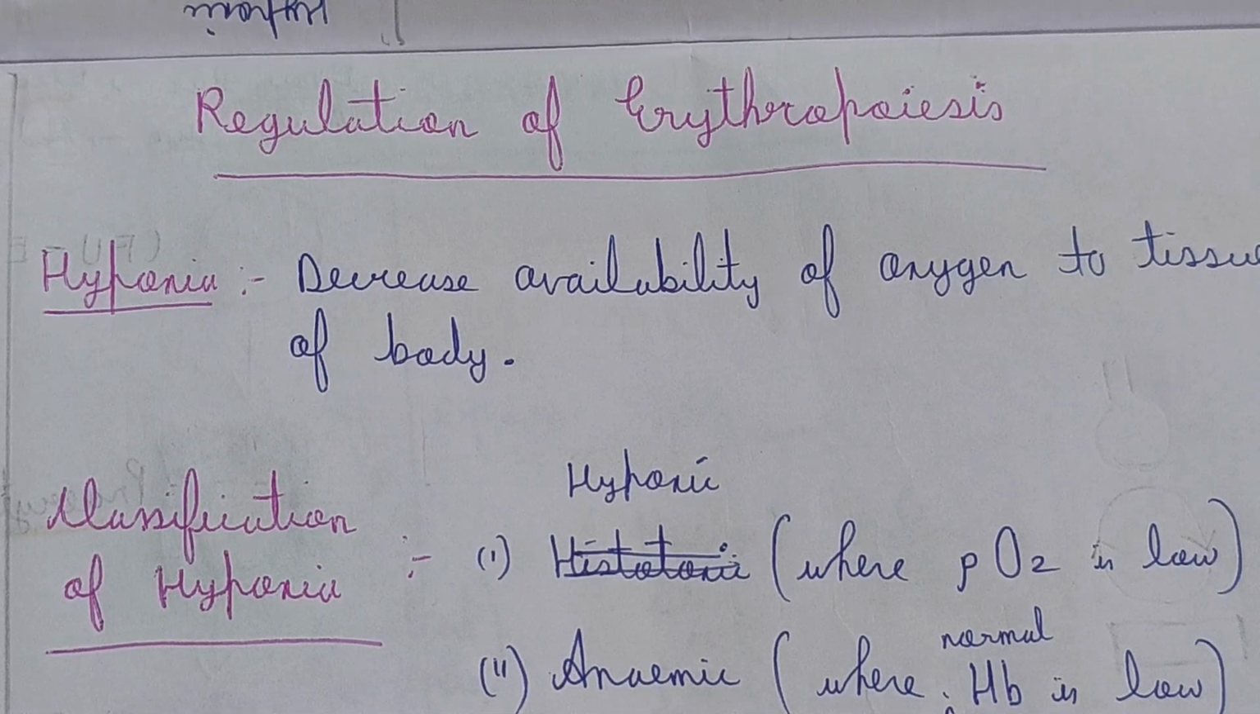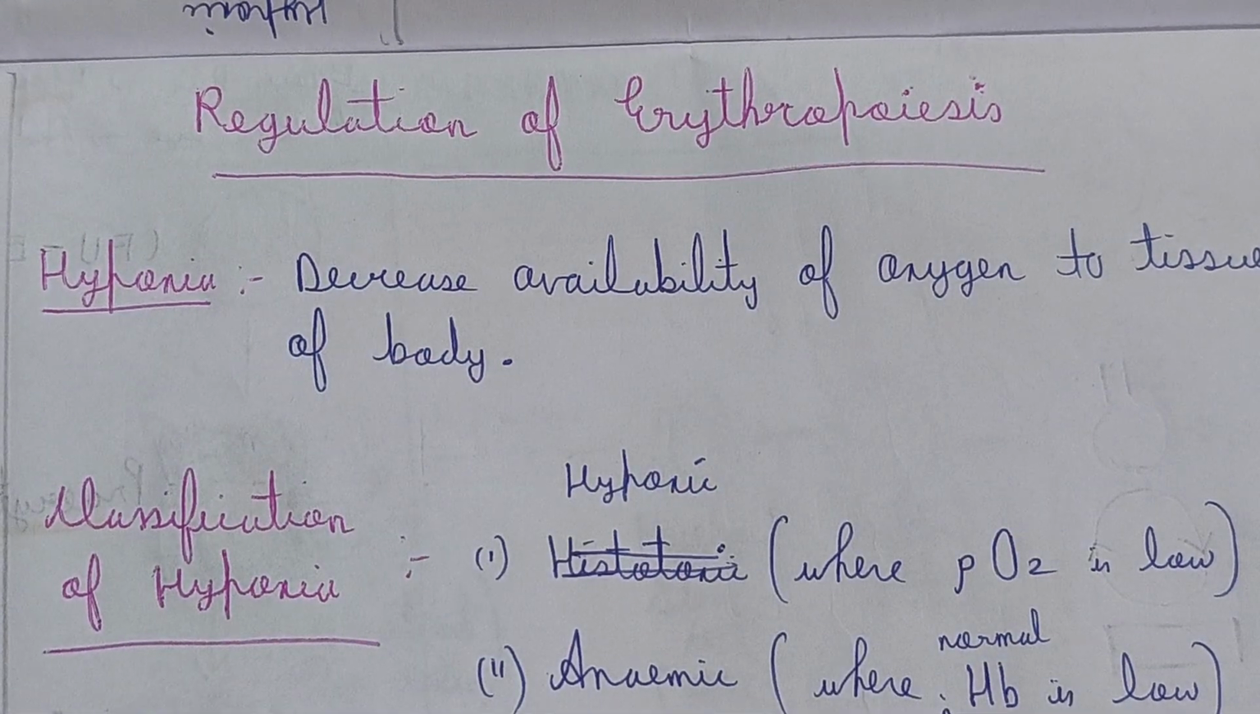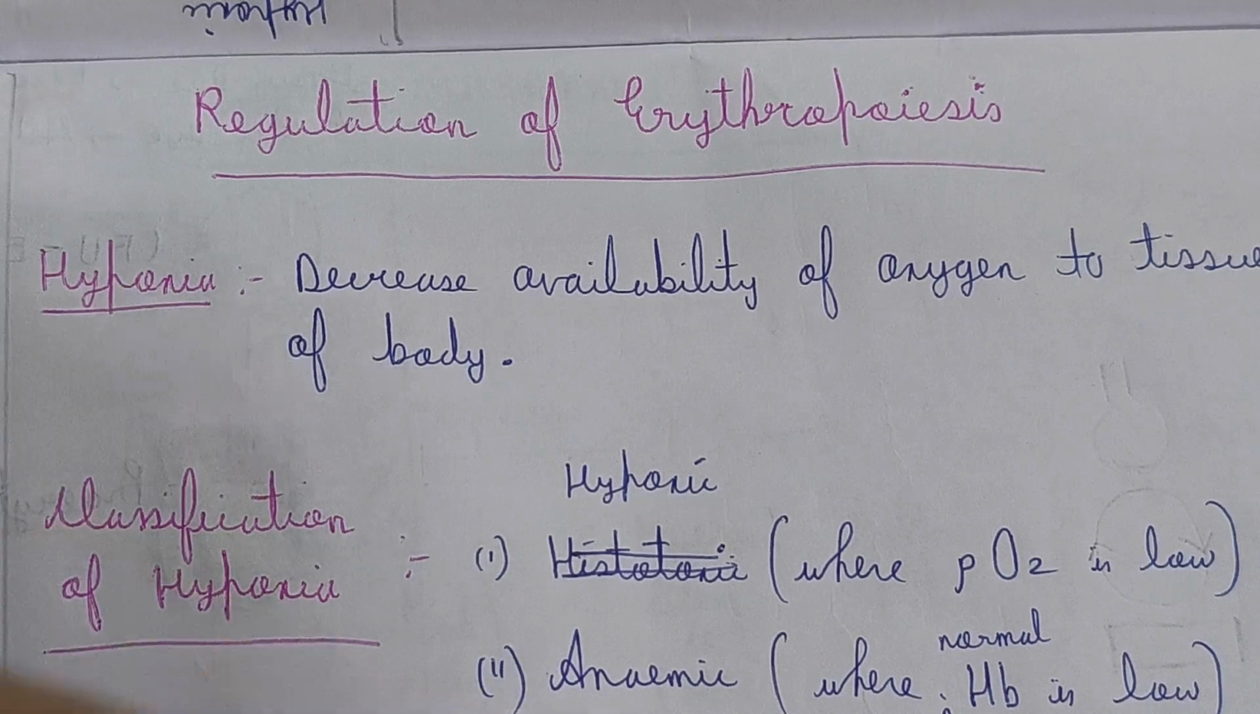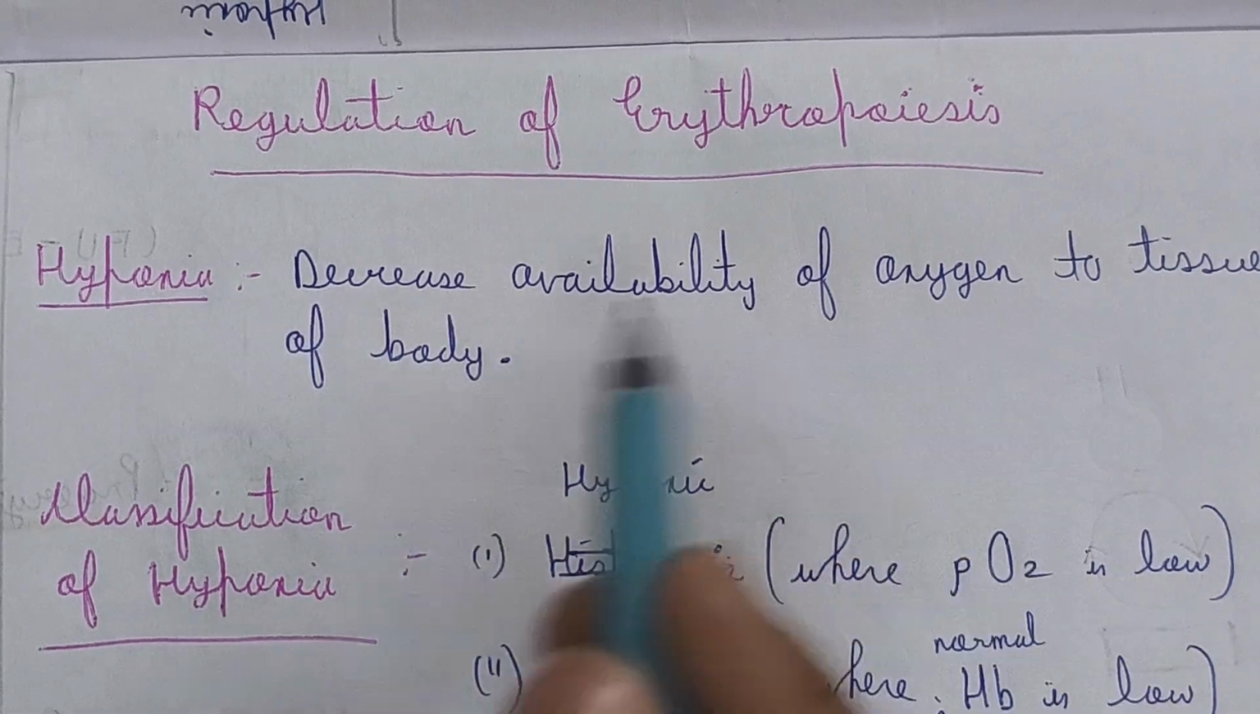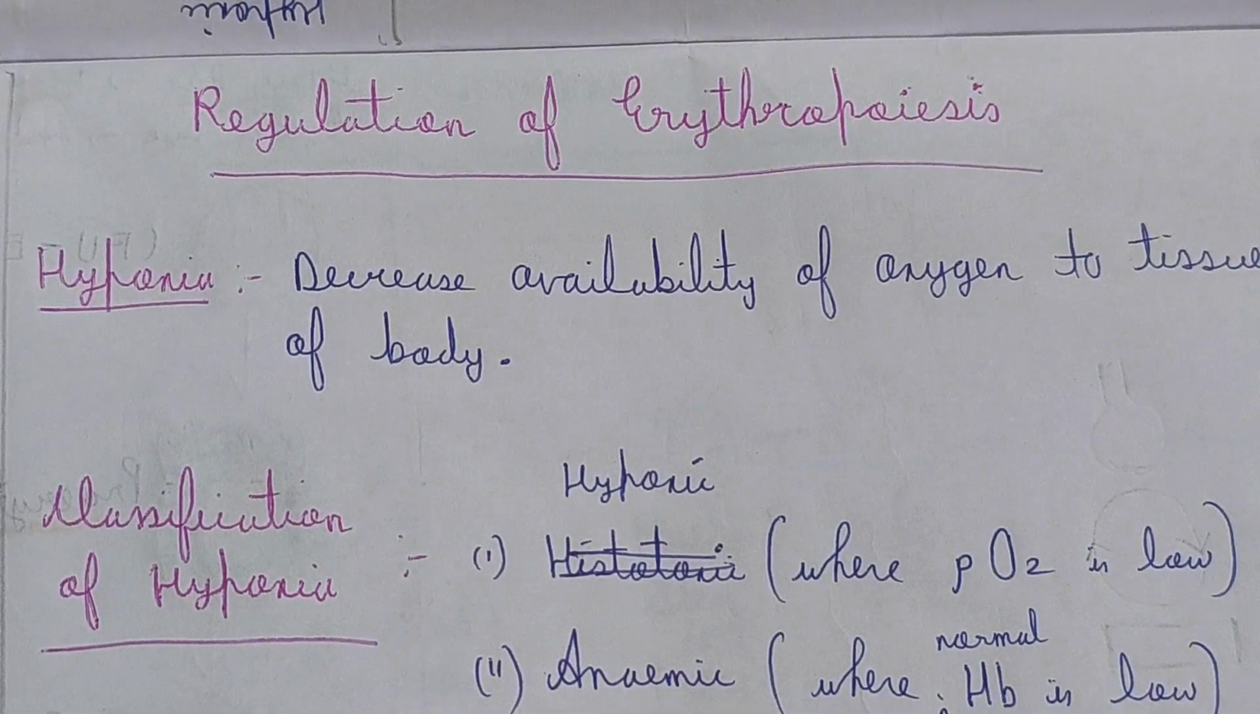So hello friends, today I am going to make a video on the topic regulation of erythropoiesis. First of all, you should know the definition of hypoxia: decreased availability of oxygen to tissues of the body. This is known as hypoxia.